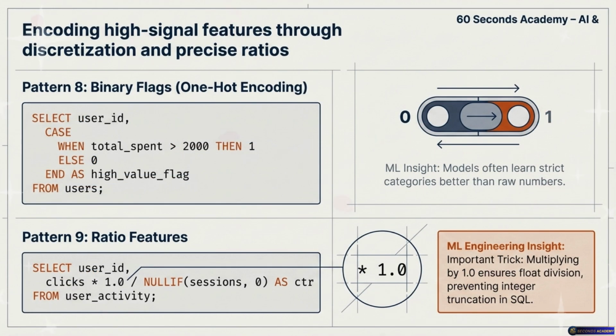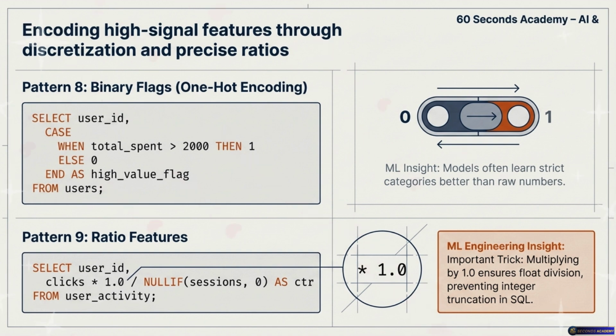And building on that idea of refining numbers, pattern 9, which we're pulling forward because it fits this theme perfectly, is ratio features. The playbook calls these high signal features. A classic example is click-through rate, or CTR. You divide the number of clicks by the number of sessions. But if you were writing a query in Postgres right now to calculate CTR, you might think you were getting a clean decimal. But the playbook insists you must multiply the clicks by 1.0 before you divide.